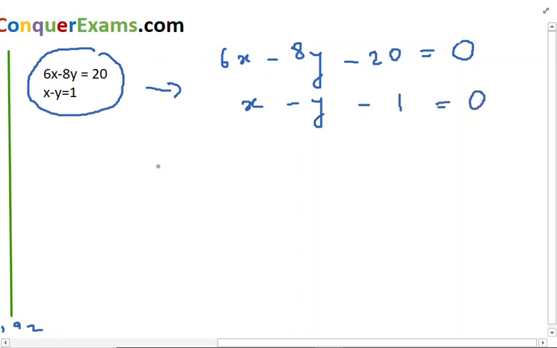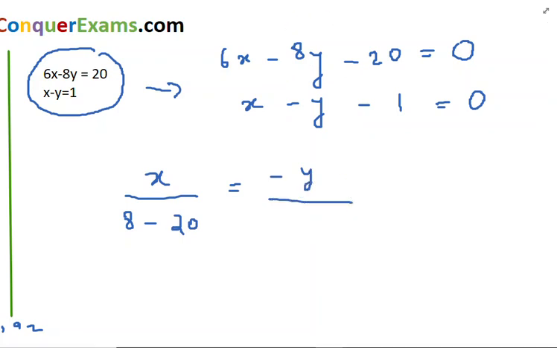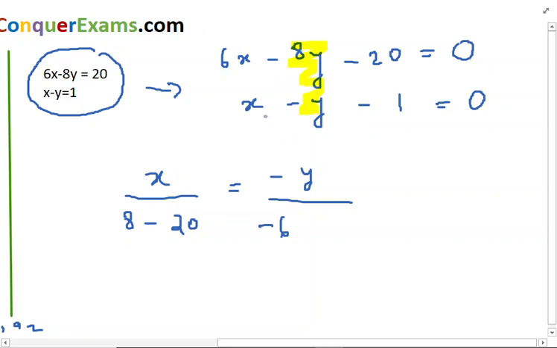Now we're going to directly write the answer. x divided by, cover this part, what's left? It's just these variables. So minus 8 into minus 1 is 8, minus 20 into minus 1 is 20. So 8 minus 20 is equal to minus y divided by, so you're covering this part over here. Let me just highlight it. So what's left? 6 into minus 1, which is minus 6, and 1 into minus 20, which is minus 20. So minus of minus 20.